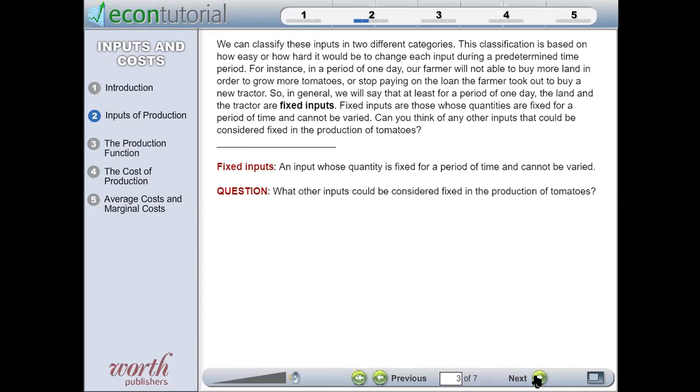Now, an input whose quantity is fixed for a period of time and cannot be varied. What other inputs could be considered fixed in the production of tomatoes? Now, we are talking about the fixed inputs and the variable inputs. What is fixed and what is the variable? So here I would like to introduce one idea which is very important to economics, that every business has a short run and a long run. By short run, we mean the time period in which your capital assets cannot be expanded. Let me give you an example.